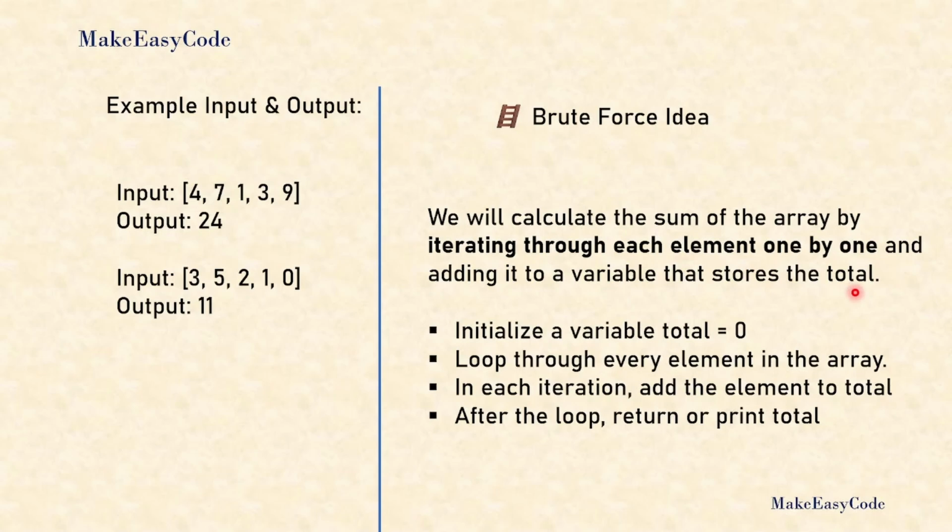And I've given some steps to follow for this brute force idea. Step 1: first we initialize a variable total equal to 0, and after that we'll use a for loop to iterate over all the elements, and it will add each of the elements to the total. Now after the loop it will return or print the total.